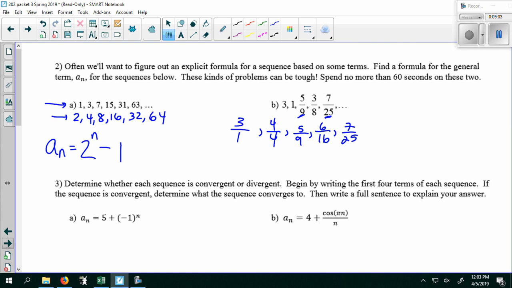And now I can try to use the pattern I've discovered to write a formula for a sub n. So my denominators are just n squareds, right? 1 squared, 2 squared, 3 squared, 4 squared, 5 squared. And my numerators are 2 larger than the number I'm squaring. So n plus 2.